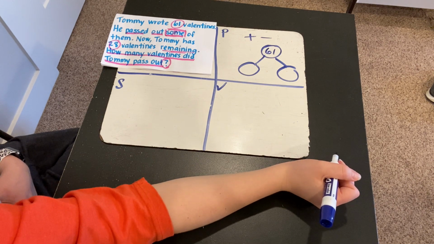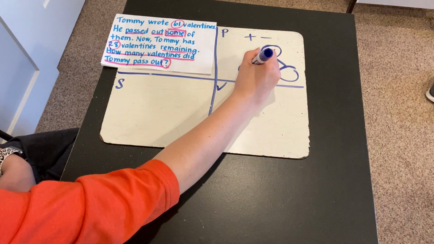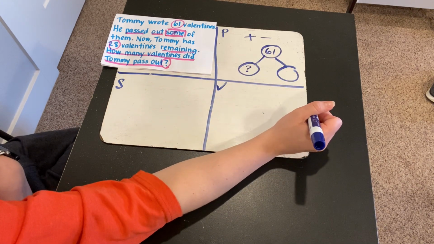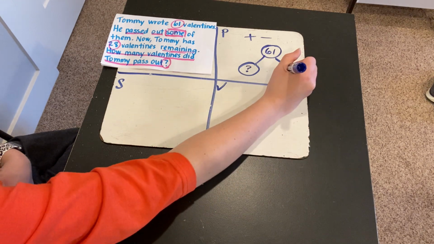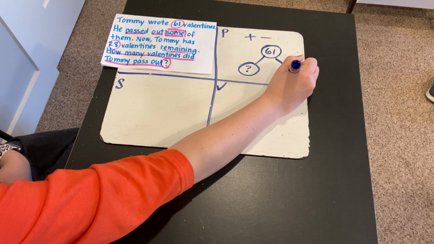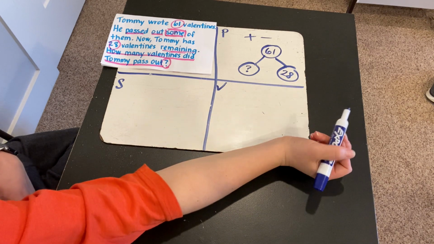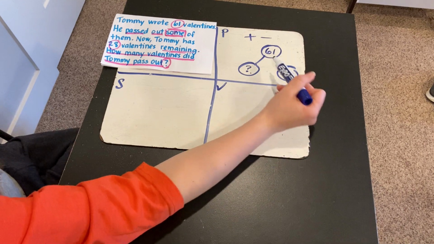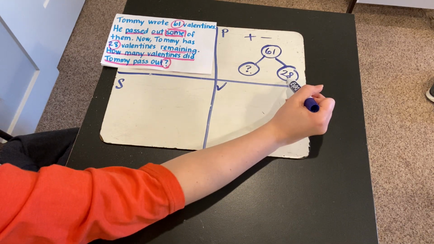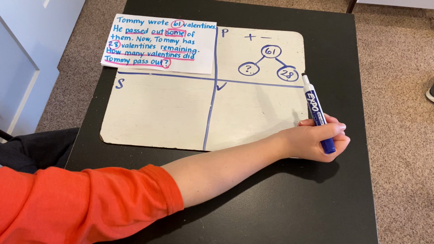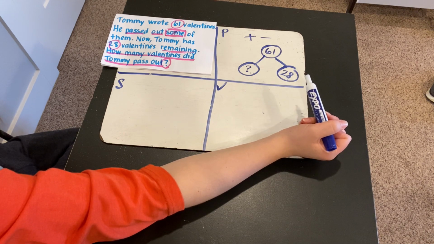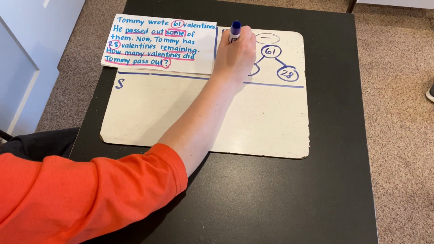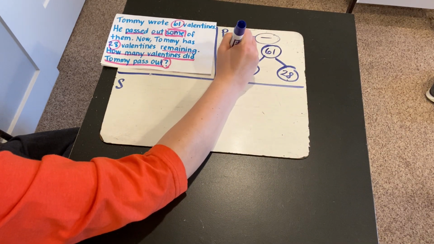He passed out some of them. Well, we don't know how many, we just know some. That's one of the parts. Now, Tommy has 28 Valentines remaining. So remaining, there are 28. That's another part. We've got to figure out how many he passed out. So anytime we know the whole and only one of the parts, in order to get the answer to the other part, we have to do what? We have to subtract. So we're going to be subtracting 61 minus 28.